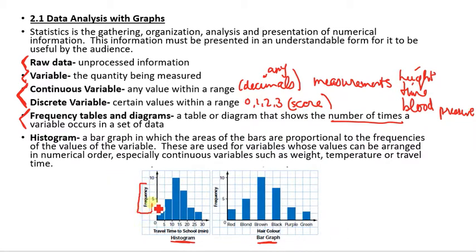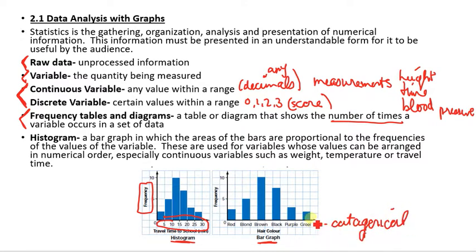So if we look on the side here, it's frequency, and the areas of the bars are proportional to the frequencies. These are used for variables whose values can be arranged in numerical order. Okay, especially continuous variables such as weight, temperature, or time. So these are numbers. If you take a look here at the bar graph, these are categorical data. Okay, categorical.